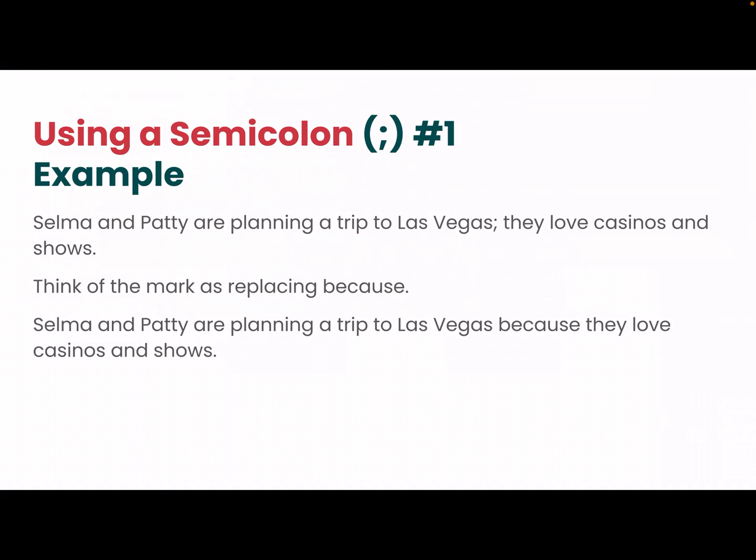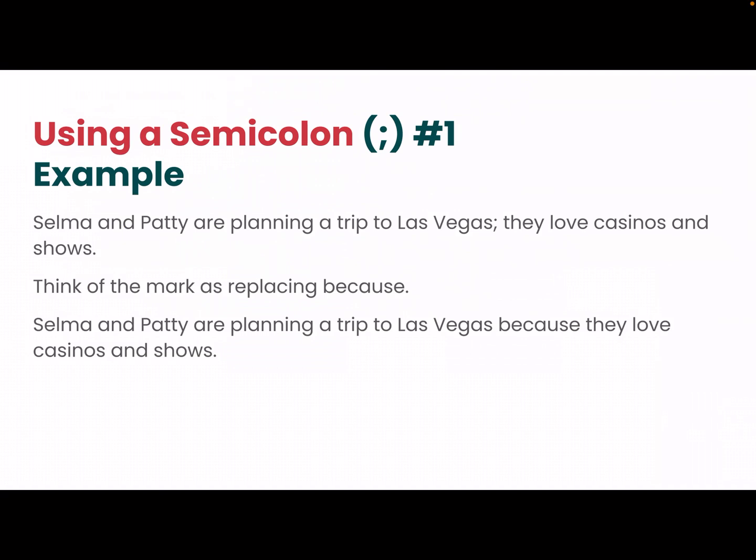Let's take a look. Here's an example. Selma and Patty are planning a trip to Las Vegas; they love casinos and shows. All right, notice how the semicolon is inside the sentence. Notice that the semicolon joins two complete sentences.